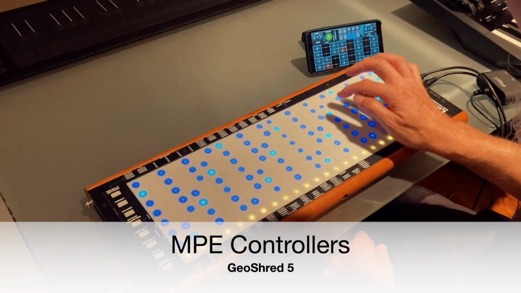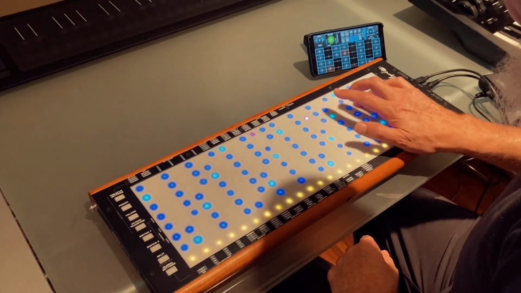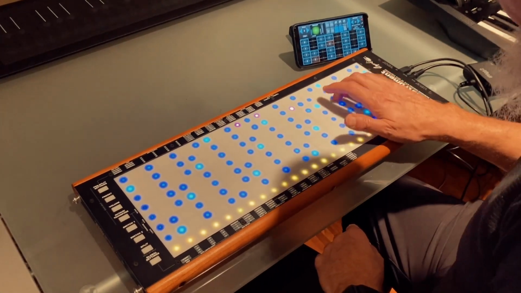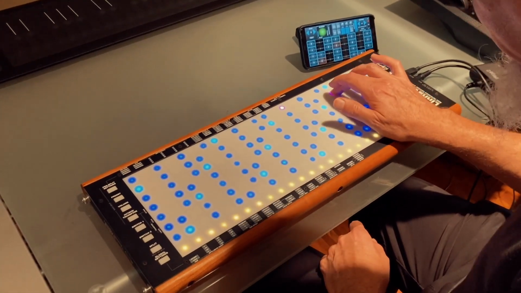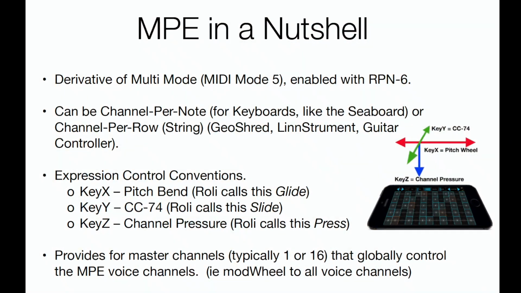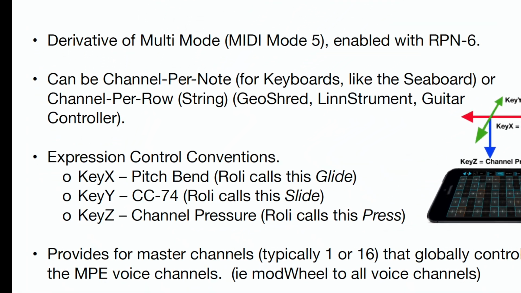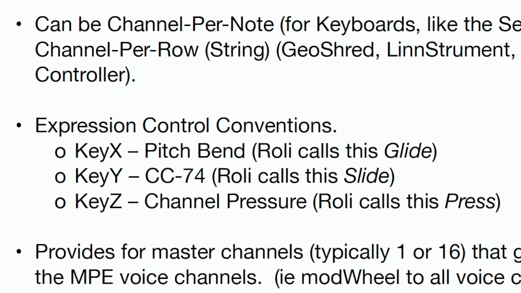The GeoSWAM instruments can be controlled from a compliant MPE controller. Note that some controllers claim MPE, but in order to be compliant they need to send, on a per-note basis, Key X, which is pitch wheel, Key Y, which is continuous controller 74, and Key Z, which is channel pressure, also known as channel aftertouch.